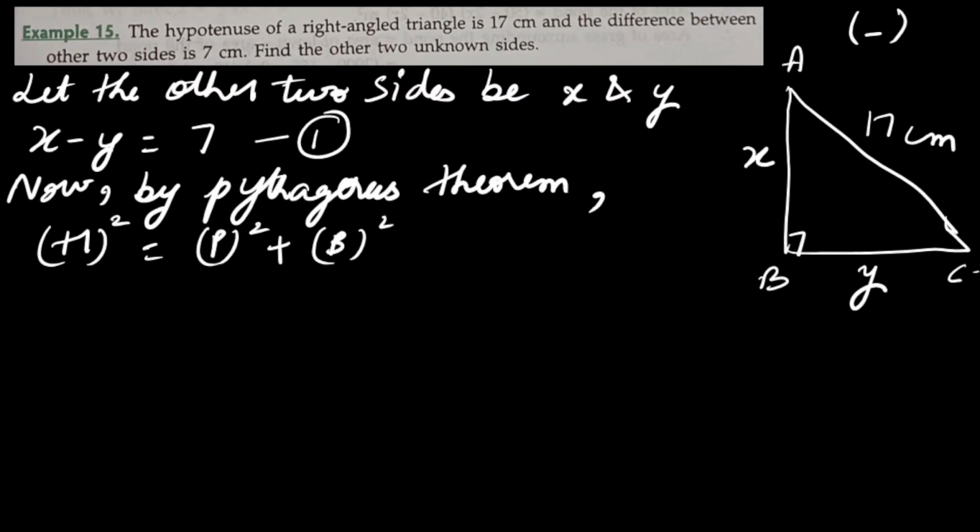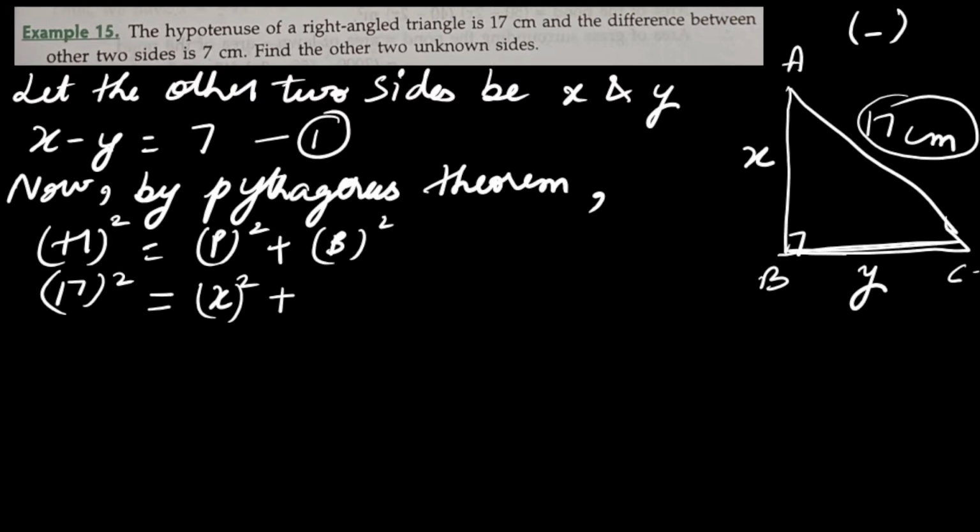Now let's substitute their values. So what do I have? Hypotenuse is the longest side, so that is 17 centimeter. It's given to us, so I'm substituting its value, 17 square. Perpendicular, let's say this is the height. The height of the triangle we have assumed as x, so it will become x square. And then base is y. Base is the line on which perpendicular stands. So base is y, so I can write y square.